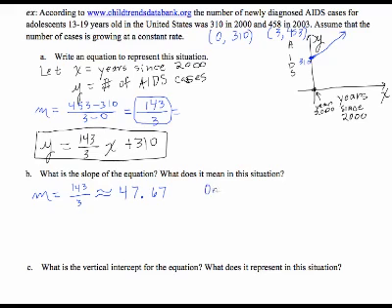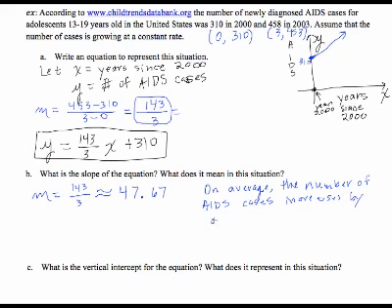So that means on average, and you can't actually have a 2/3 case of AIDS, but on average, the number of AIDS cases with these adolescents increases by about 47.67 every year. Okay.